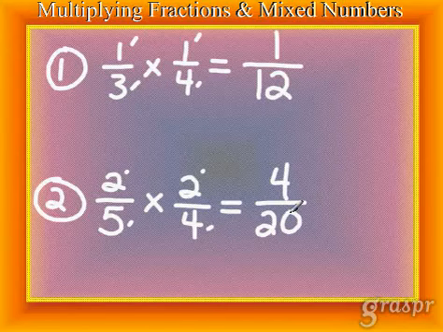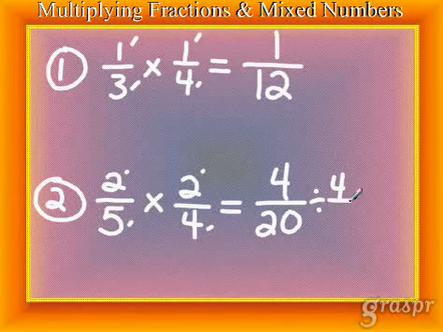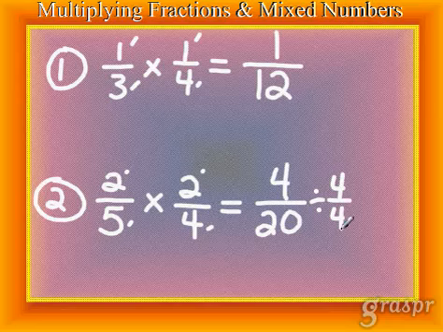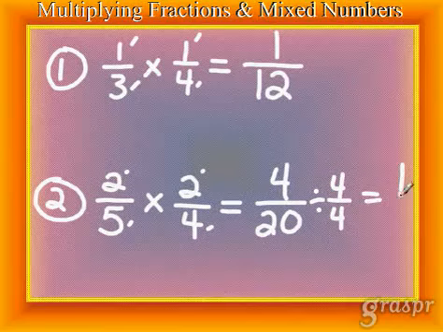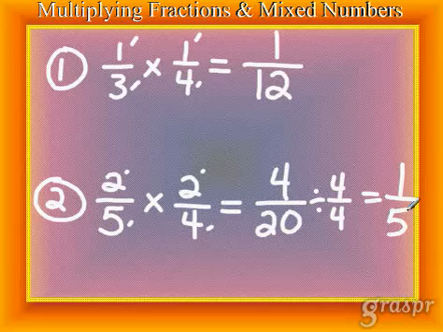You'll notice that 4/20 is not in simplest form. We can divide them by their GCF of 4. So 4 divided by 4 is going to give us a 1 up top, and 20 divided by 4 is going to give us a 5 down below.